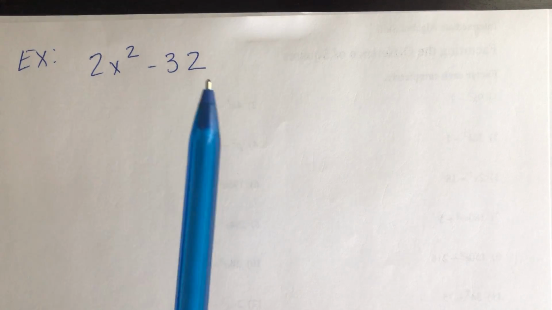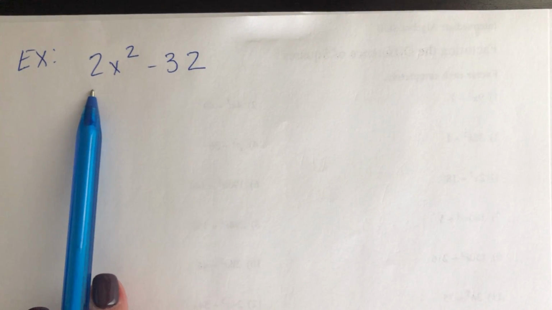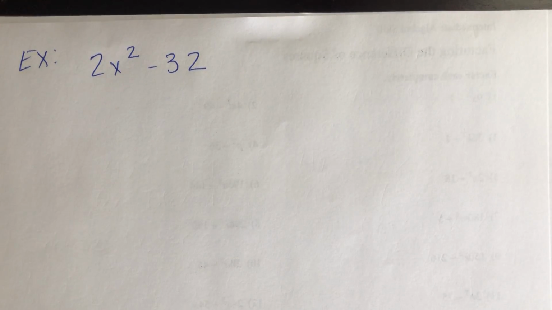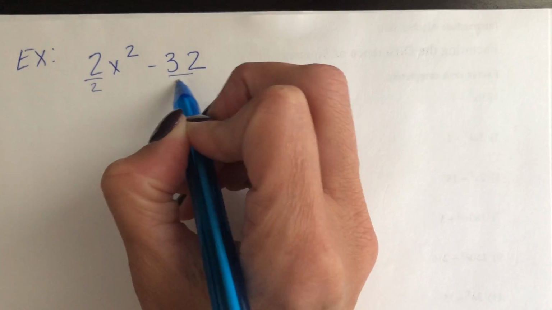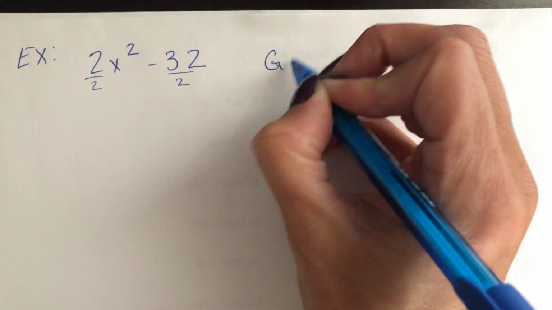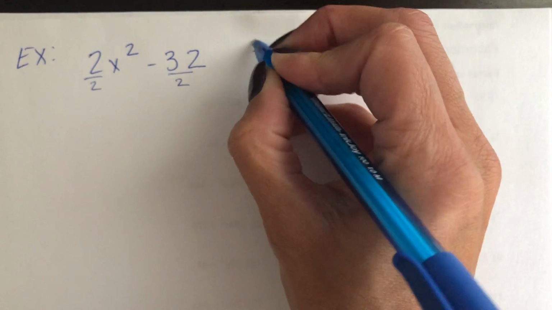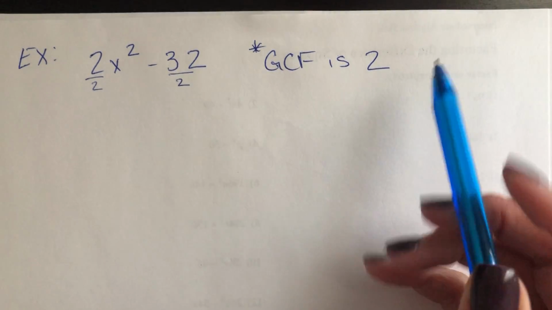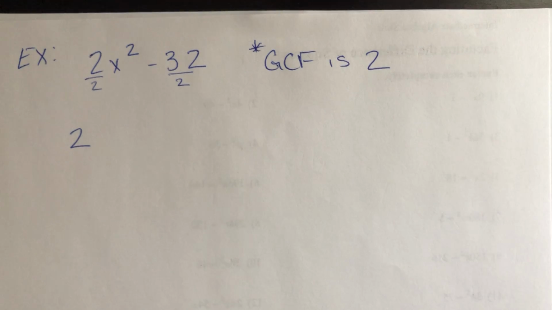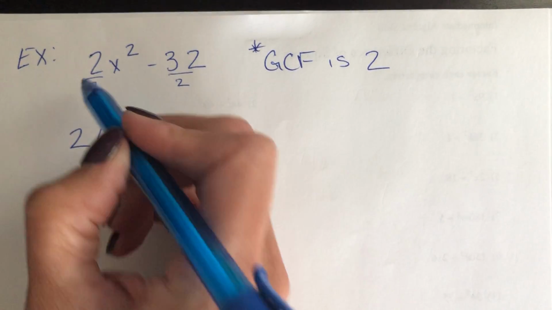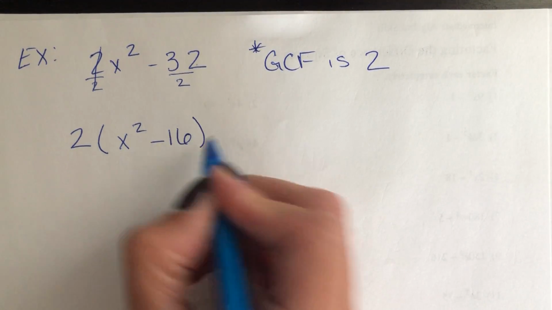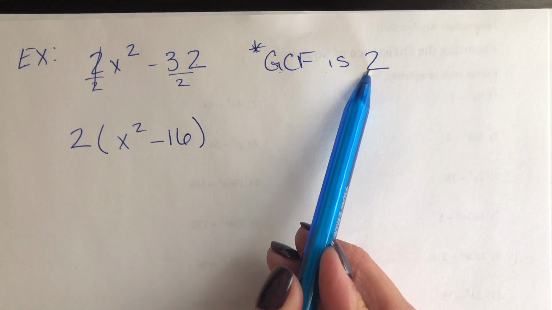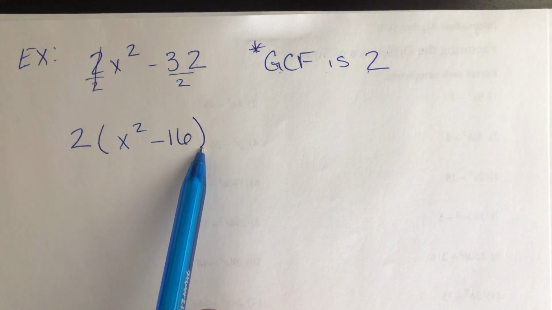So I'm looking at my terms. I have 2 and 32. Is there a number that can divide evenly into both 2 and 32? Yes, there is. It is 2. I can divide both of these terms by 2. Therefore, my GCF is 2. Now I'm going to take that GCF and I'm going to put it out in front here. So I'm going to divide both of these by 2. What's left over? X squared. 32 divided by 2 is 16. So after I take out my GCF of 2, this is what my problem looks like.